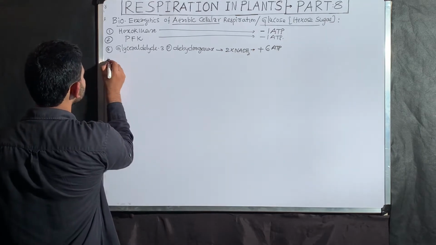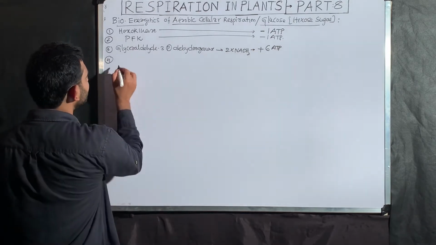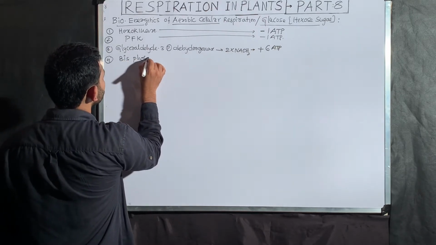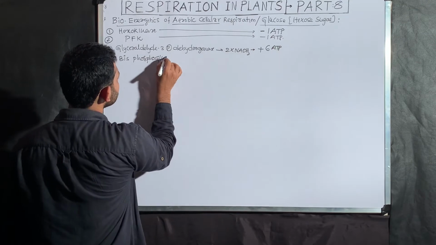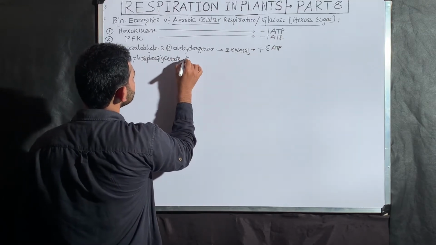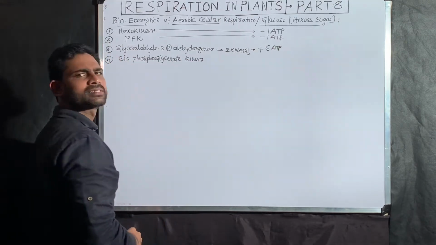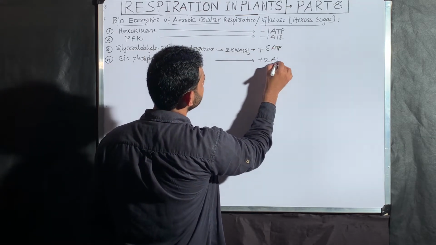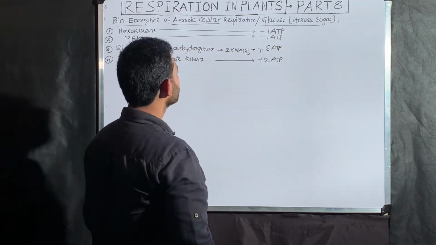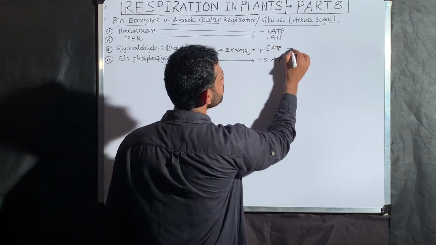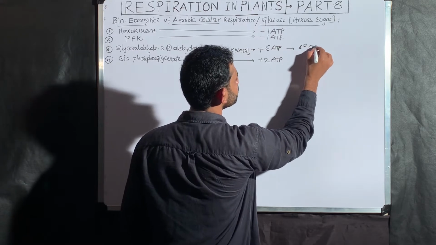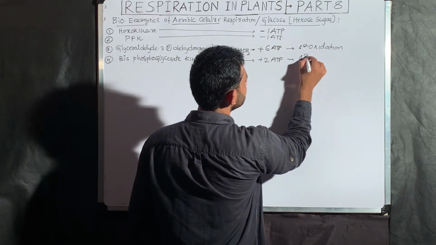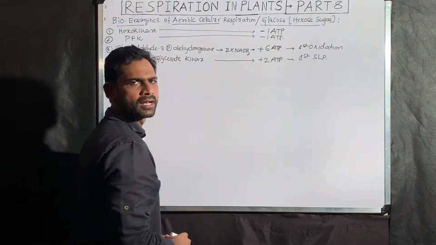The next reaction is mediated by the enzyme bisphosphoglycerate kinase. This is the first SLP. Here there is a release of plus 2 ATP. So here I am writing, this is the first oxidation. In this way you can remember. This is the first SLP, substrate level phosphorylation.